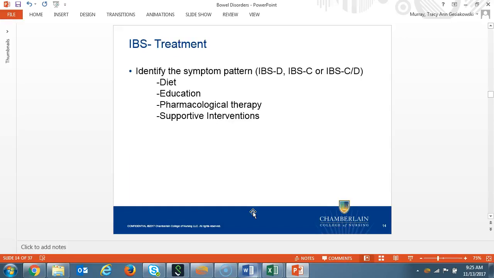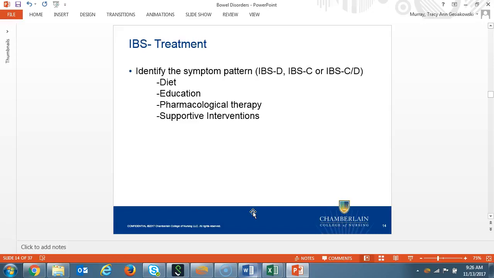Now, let's talk about IBS treatment. The initial step to successful management of IBS is to make the diagnosis and then identify the symptom pattern for each individual patient. In other words, is it IBS constipation, IBS diarrhea, or IBS constipation and diarrhea? Based on symptom pattern of the patient, therapy may include diet, education, and pharmacological and supportive interventions.